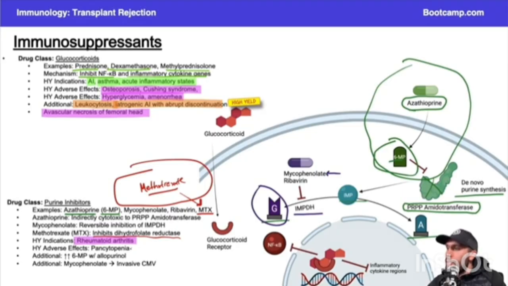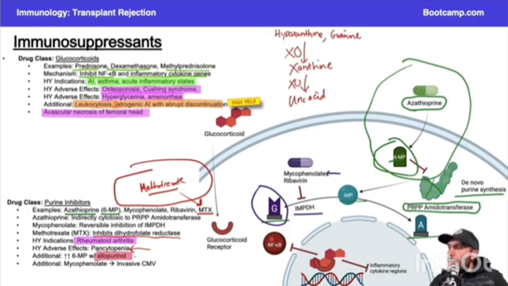All right, and again, high yield adverse effects. Pancytopenia is a big one. Again, this all has to do with the fact that we're in some ways inhibiting the production of the building blocks of DNA synthesis, with which these cells very heavily rely on. Now, one last thing on here, or two last things I want to talk about. The first one is when you give a patient allopurinol. So kind of remember what allopurinol does here.